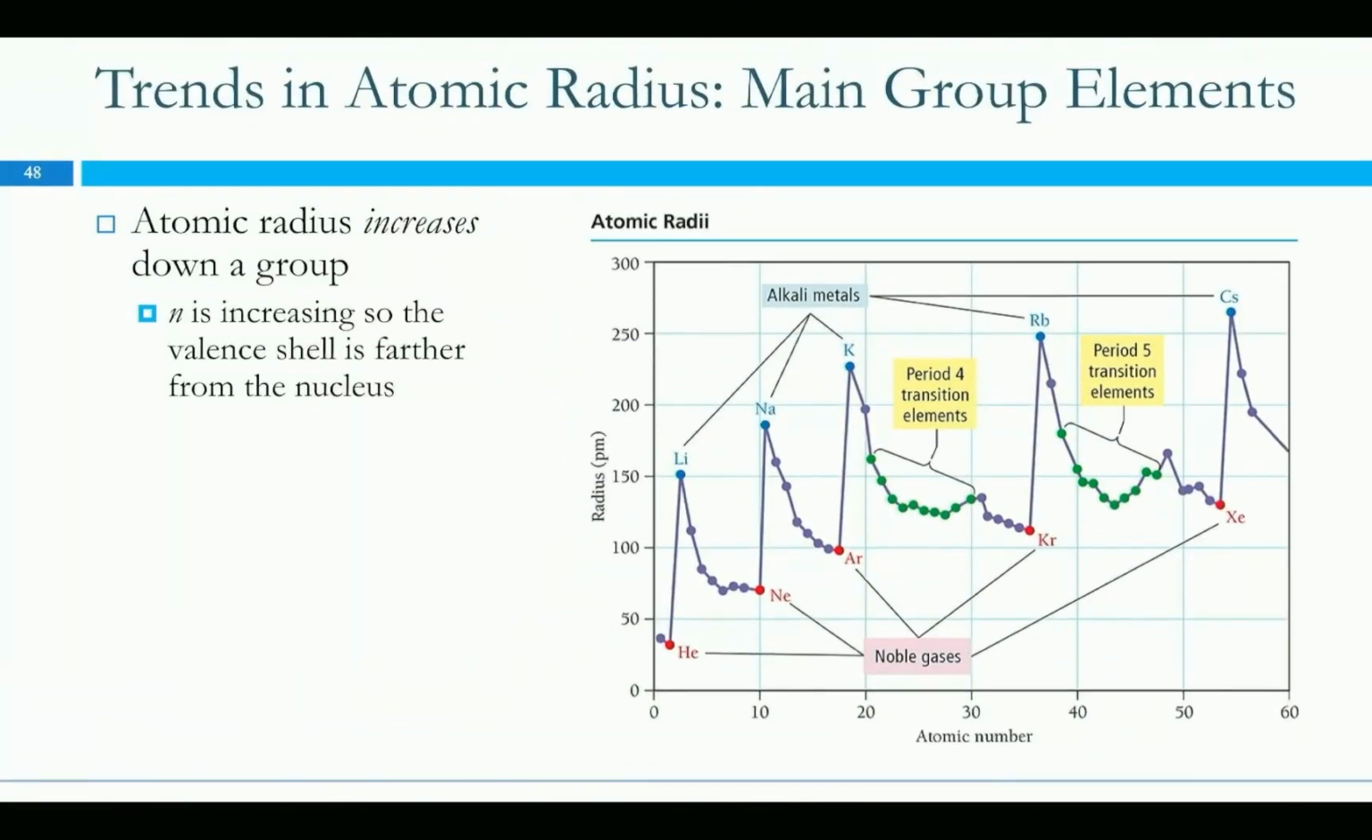Your question? Two questions. First, lithium's bigger than neon, yeah.